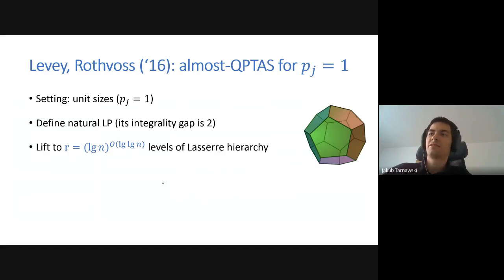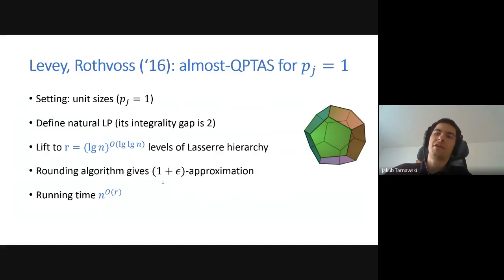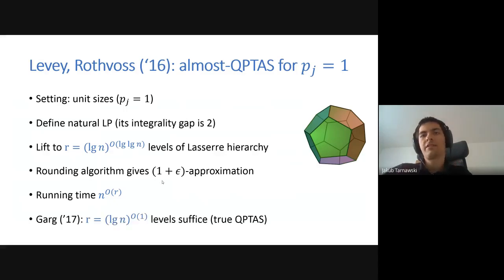The issue is that it's not that useful in and of itself because its integrality gap is 2. What they do is they take the Lasserre hierarchy and they lift the LP to almost polylog many levels of it. And then they use this lift to get a 1 plus epsilon approximation by rounding this LP solution. So the running time of that algorithm is dominated by solving this large lifted relaxation. So it's n to the O of R. That's almost quasi-polynomial. And Shashwat Garg in 2017 then showed that actually it's enough to have really polylog many levels of the hierarchy, and that gives you a true QPTAS.